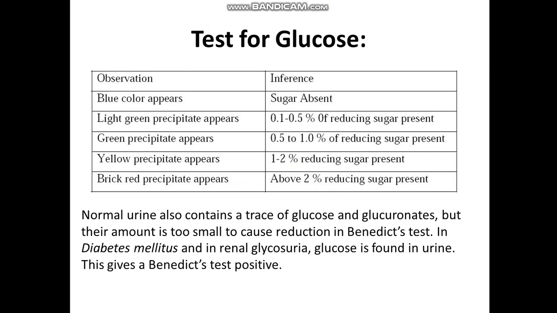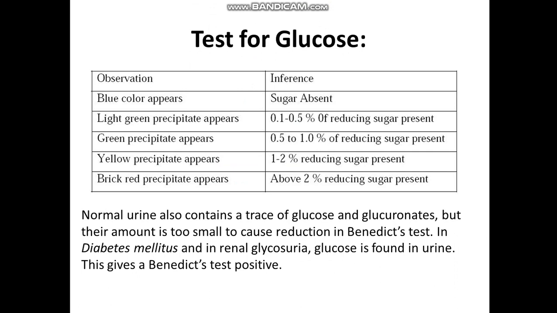Let's see. So, test for glucose, the observation we got is that a blue color appears. If the blue color appears, that means sugar is absent. If a light green precipitate appears, that means the presence of 0.1 to 0.5% of reducing sugar. And if you get a green precipitate, then it indicates 0.5 to 1% of reducing sugar present. And a yellow precipitate will indicate 1 to 2% of reducing sugar.